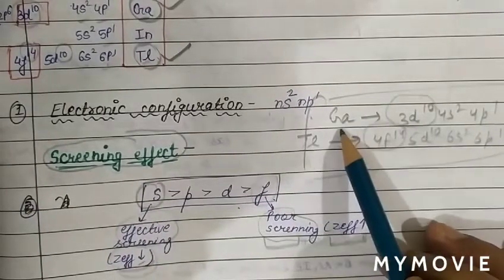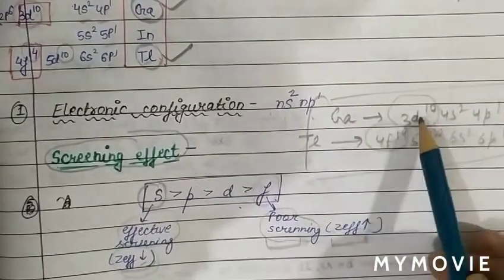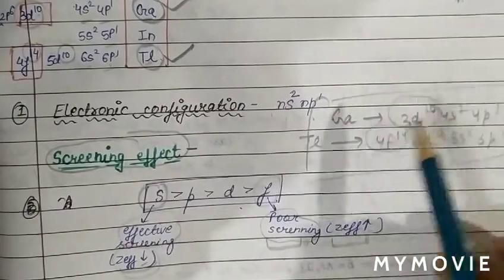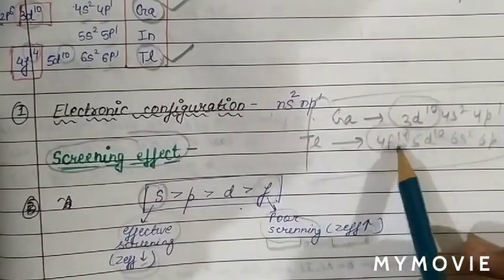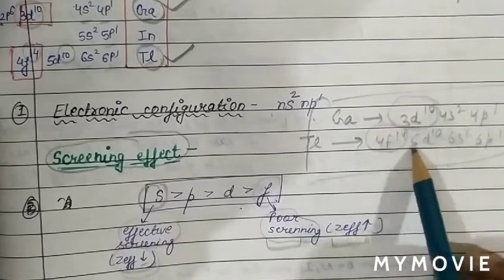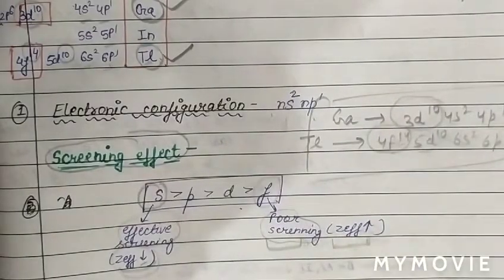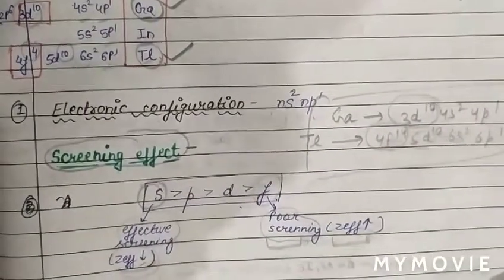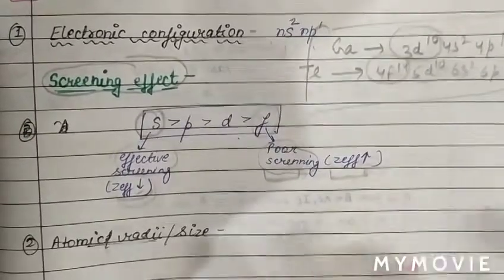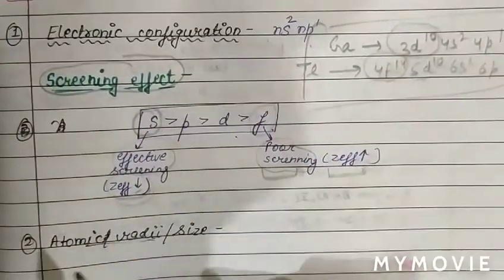And also remember these two configurations. For gallium, there are 10 electrons in the d orbital, while in the case of thallium there are 14 electrons in the f orbital and 10 electrons in the d orbital. Now we will discuss another physical property of group 13 elements.